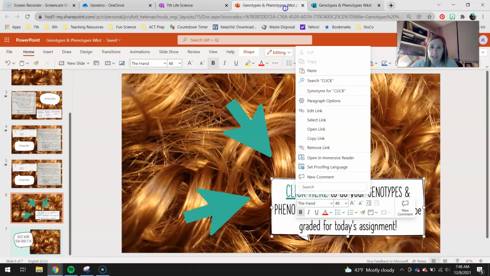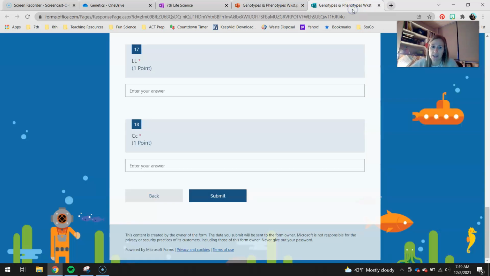Make sure you guys hit submit. And then again, the thing I'm grading for you guys is this worksheet right here. So you guys can turn this in, but it really doesn't matter. The main thing again that I am looking for is how you guys did on this worksheet.